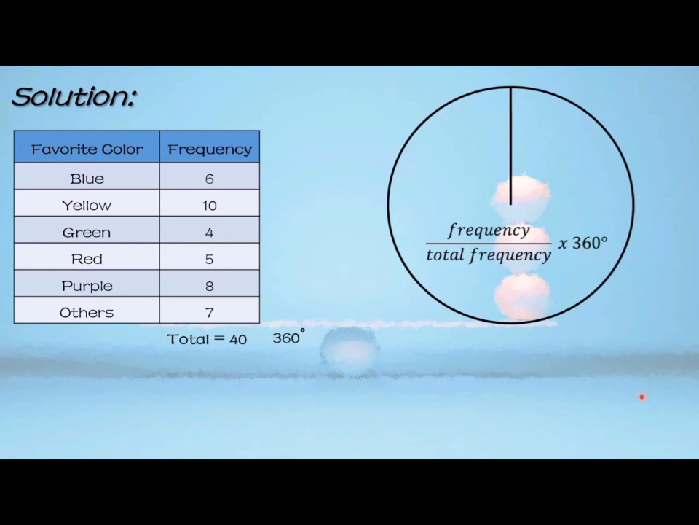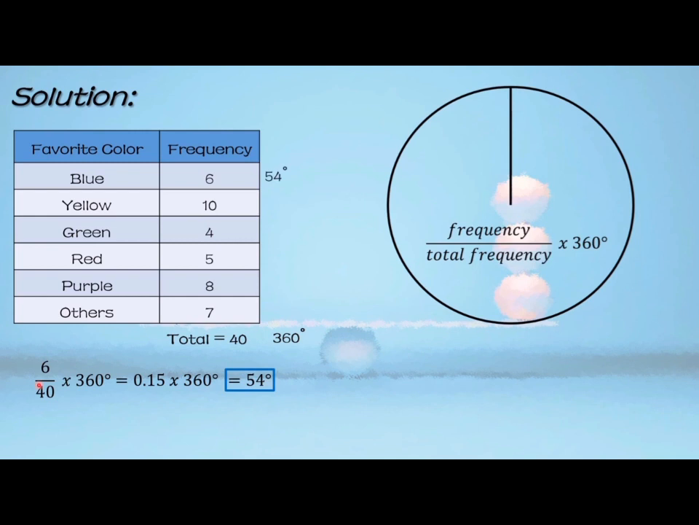Let us start with the blue color. 6 divided by 40 times 360 degrees. Pwede kayong gumamit ng calculator o manually na isolve sa scratch paper. So in here, we have 6 divided by 40 is equal to 0.15. Then multiply 360 degrees equals 54 degrees. Then, ilalagay natin ang sagot sa row ng blue color.